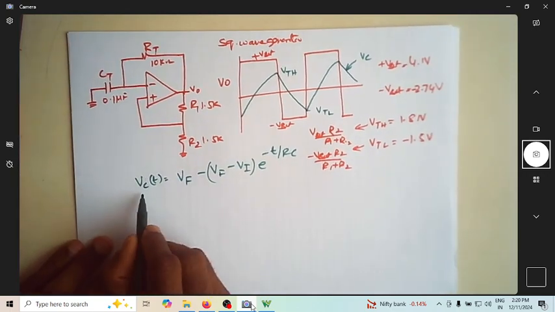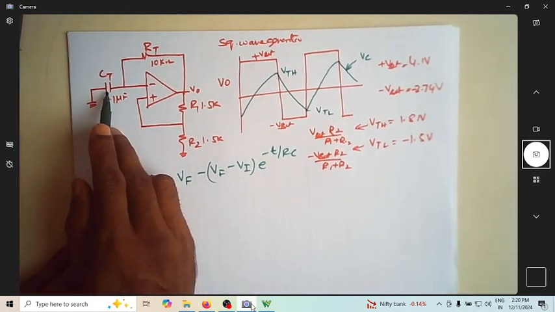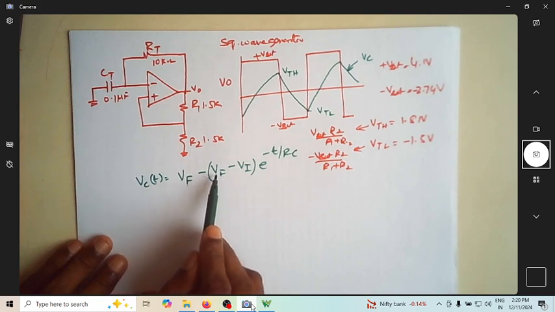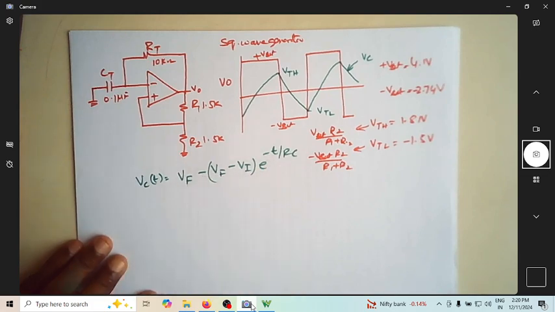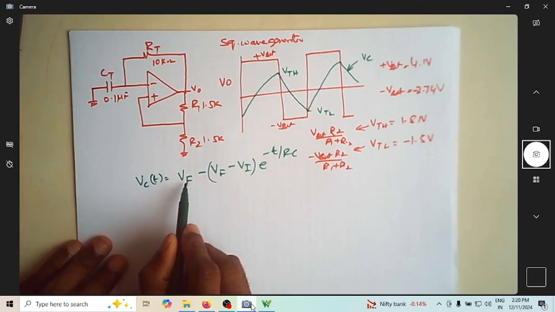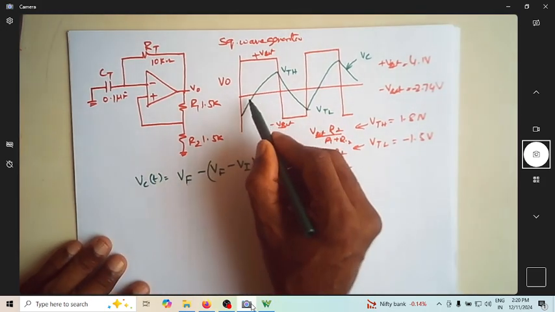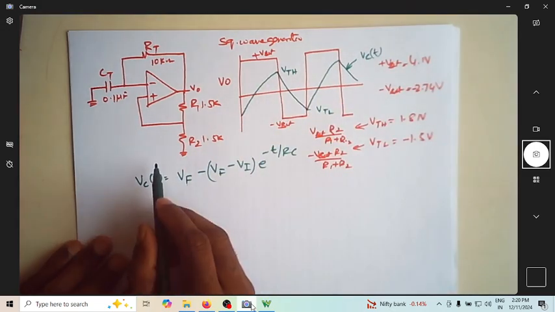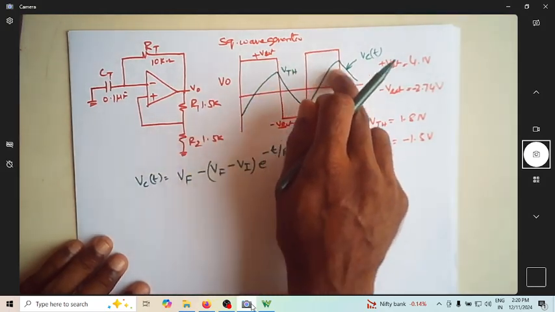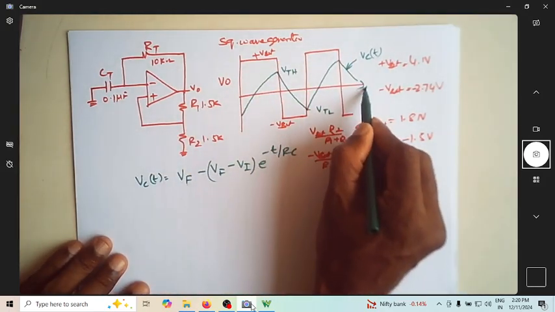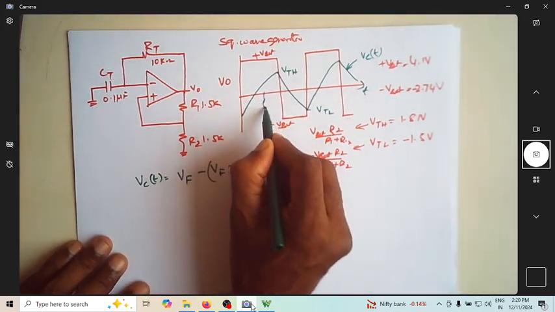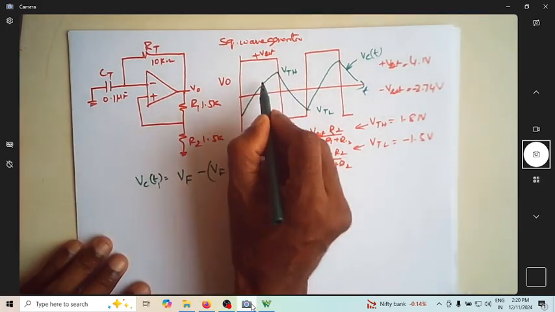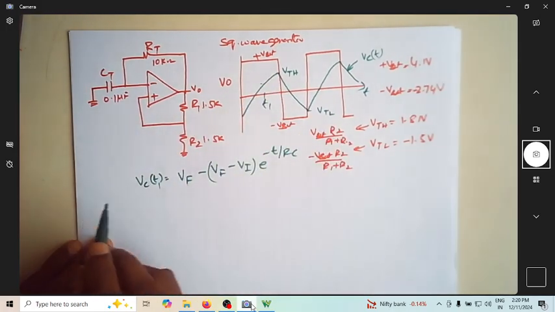Now this is the voltage across the capacitor expression, which is nothing but V final minus (V final minus V initial) e power minus t by RC. So what is this VC of t? Because this is the voltage across the capacitor, which I can call VC of t. So this is how your capacitor voltage keeps on charging and discharging with respect to time. At any given time t1, suppose I substitute this as t1, I should be in a position to find out what this capacitor voltage is at any point of time.